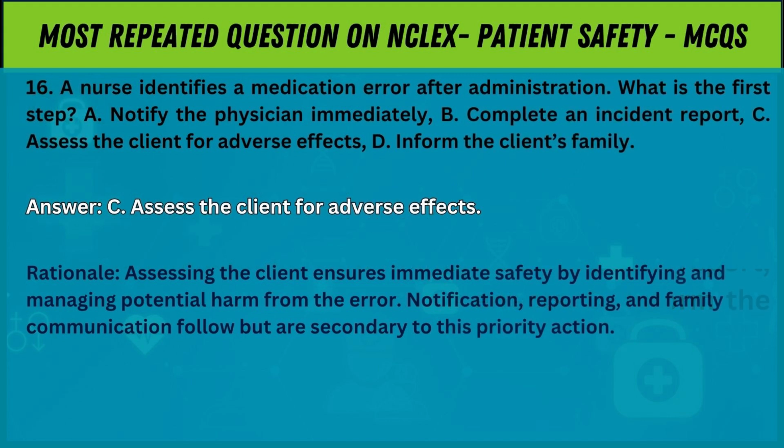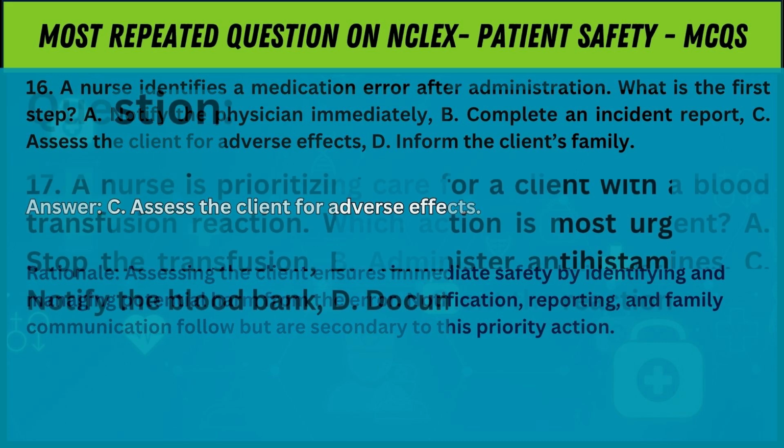Answer: C. Assess the client for adverse effects. Rationale: assessing the client ensures immediate safety by identifying and managing potential harm from the error. Notification, reporting, and family communication follow, but are secondary to this priority action.